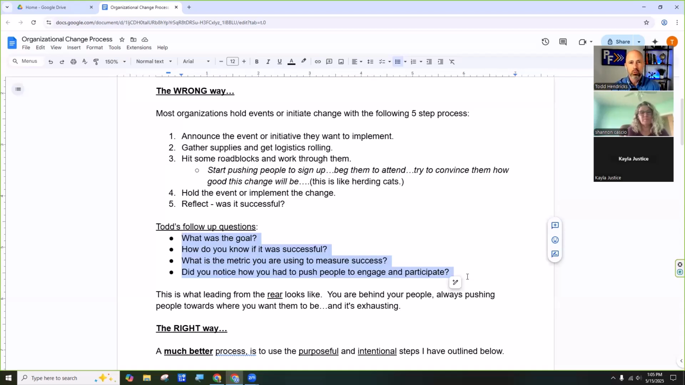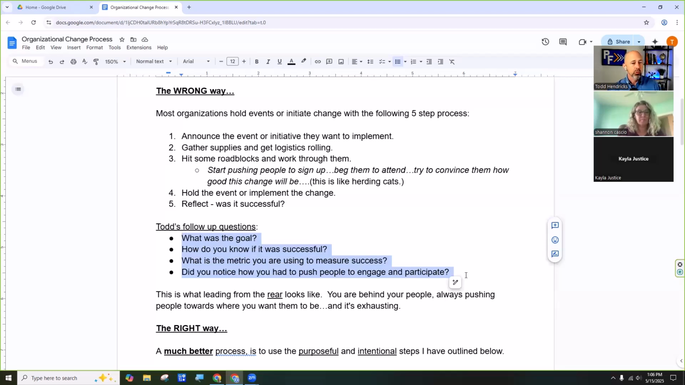That is absolutely what leading from the rear looks like, because you're always pushing people towards what you want them to do or where you think they should be. And I'm going to say a naughty word. It sucks. Nobody enjoys it.